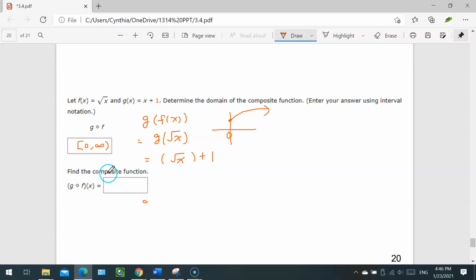Okay, so this part, we don't need to do the f of g. We just need to find a composite function. So we write down the root x plus 1. Oh, this is very easy. So that's it.